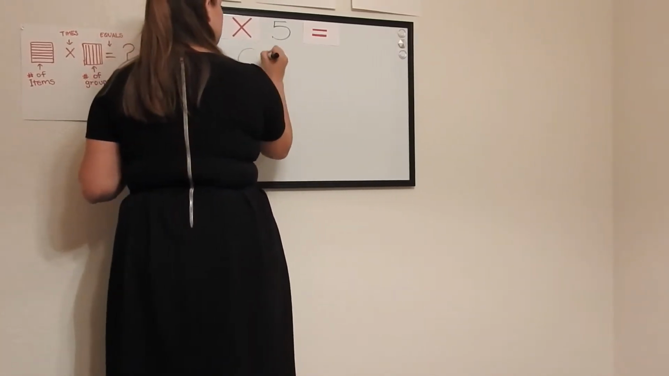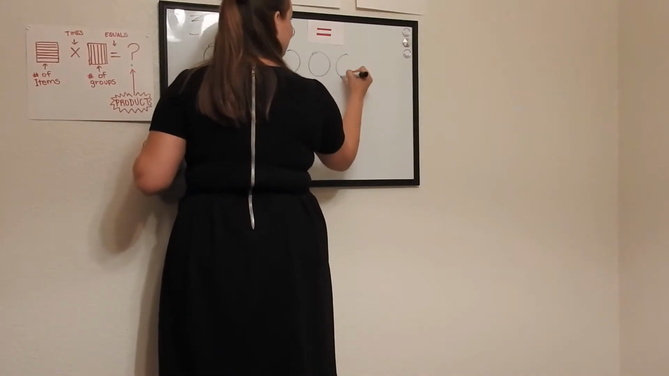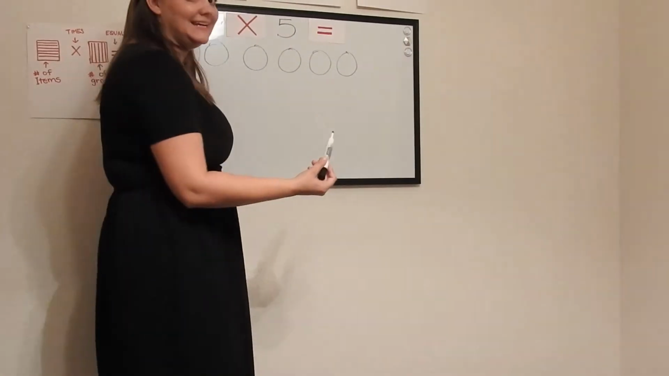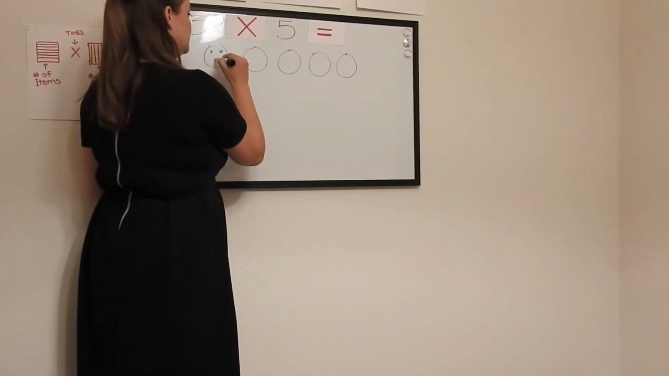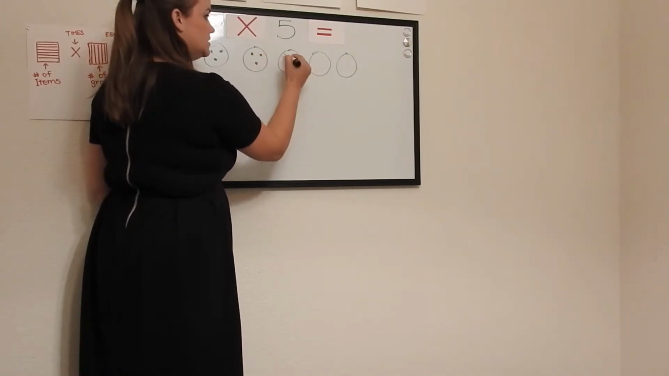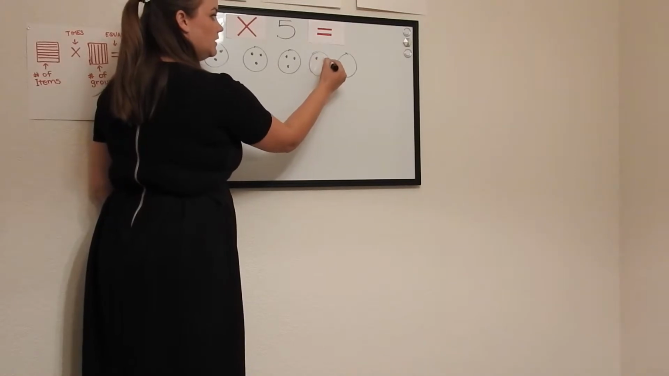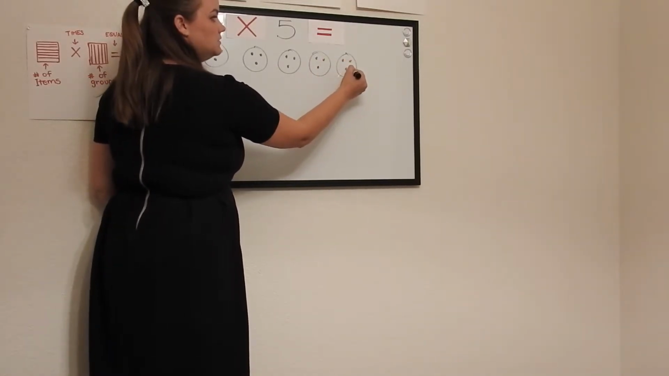1, 2, 3, 4, 5. Okay? And each group is going to have how many in it? 3. 1, 2, 3. 1, 2, 3. 1, 2, 3.